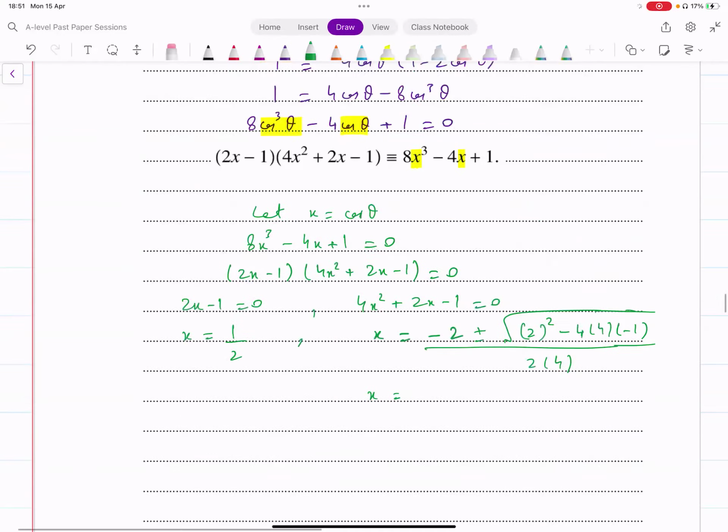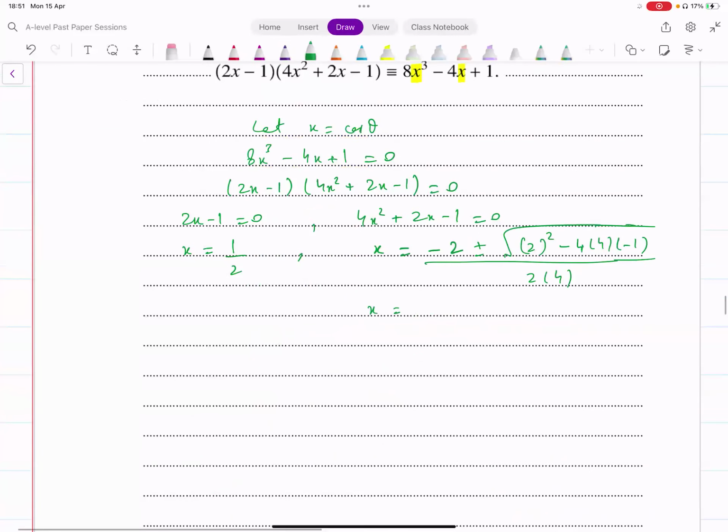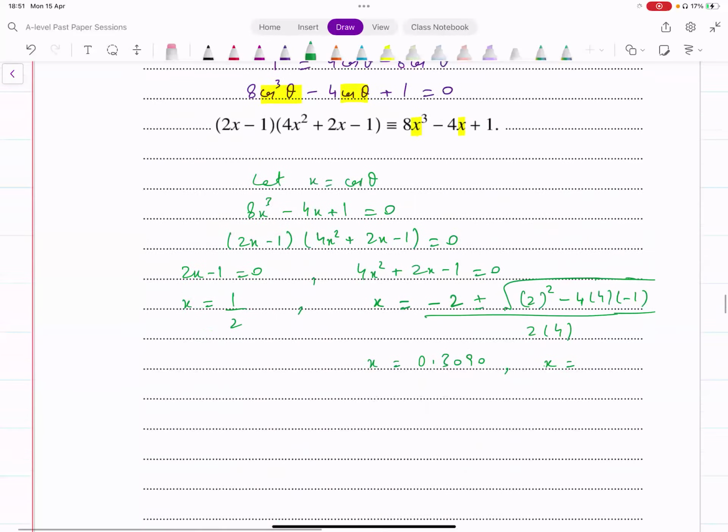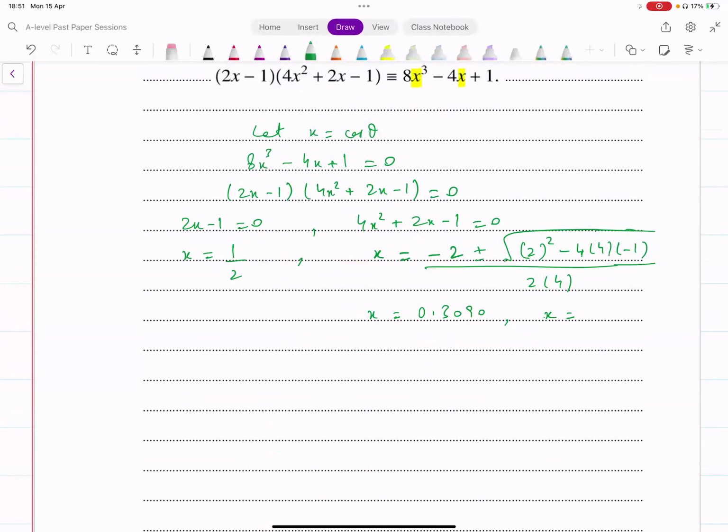Okay, so we don't want exact answers. We can't even get them here. So one possible answer is 0.3090 from this. Remember, this is working. This is not your final result yet. So you want more accuracy at this point. Don't round off numbers to 3 significant figures already. Use more accuracy here. And the second answer is minus 0.8090. Okay.